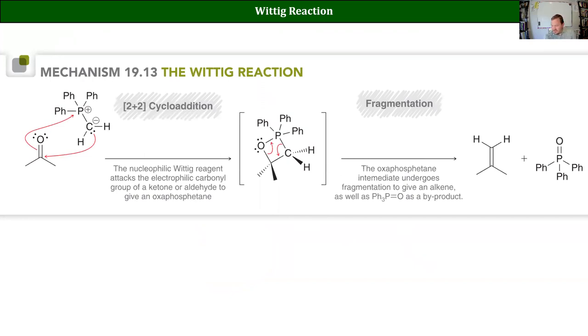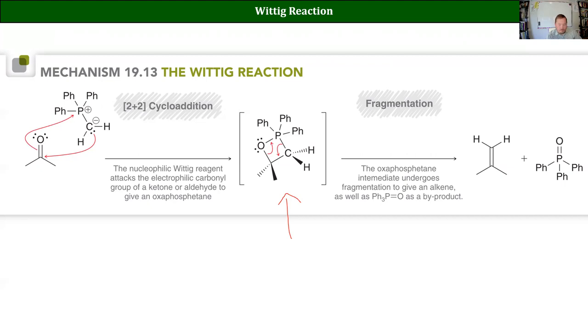Right, and so this is what's called a 2+2 cycloaddition. It's a cycloaddition kind of like a Diels-Alder in some ways, where we have all of these electrons moving in a ring. But this intermediate right here in the middle is the one I was talking about.